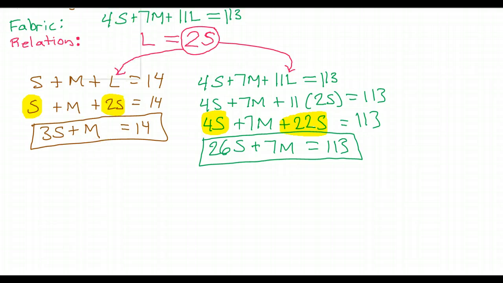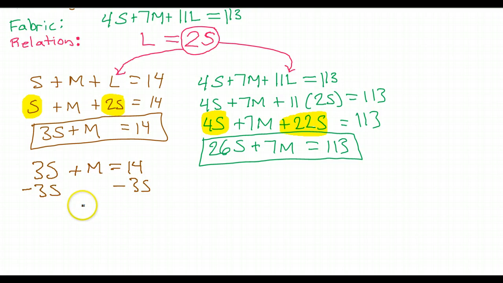So watch this. Going back to that brown equation, I had 3S plus M is equal to 14. I just recopied it. If I subtract 3S from both sides, that's going to give me M is equal to negative 3S plus 14. So you know how substitution works. I could take this stuff and put it in for M.